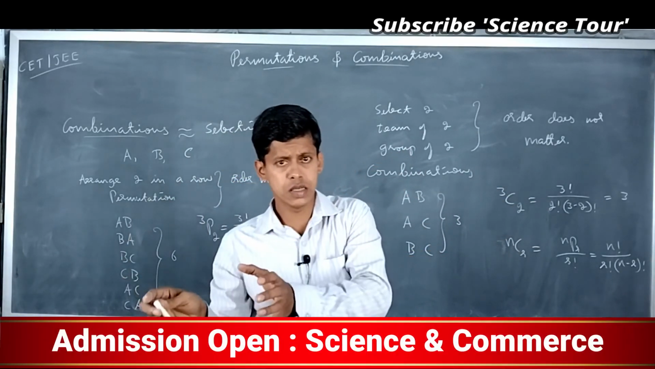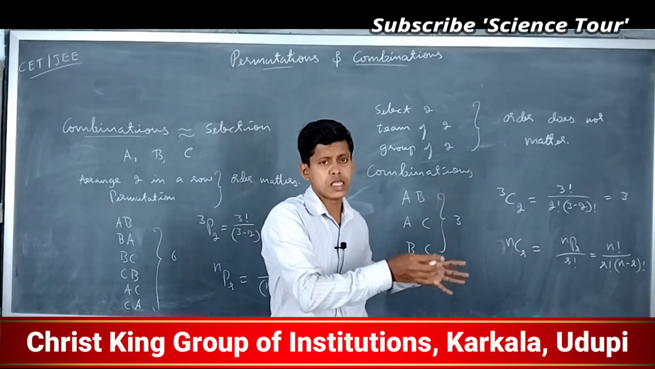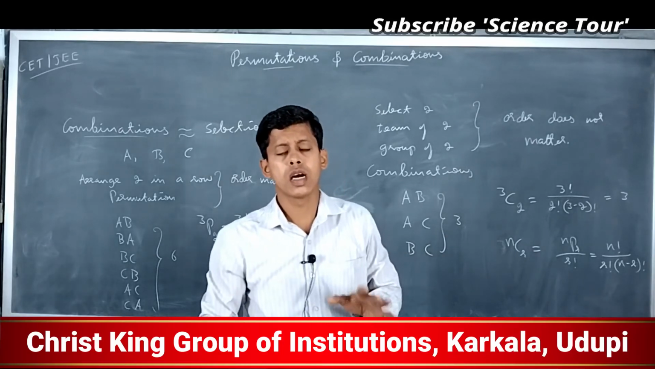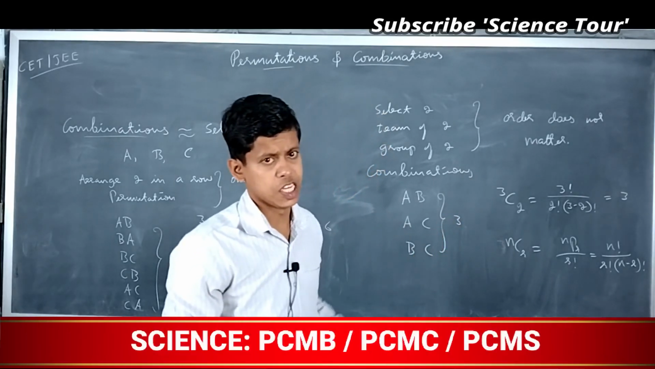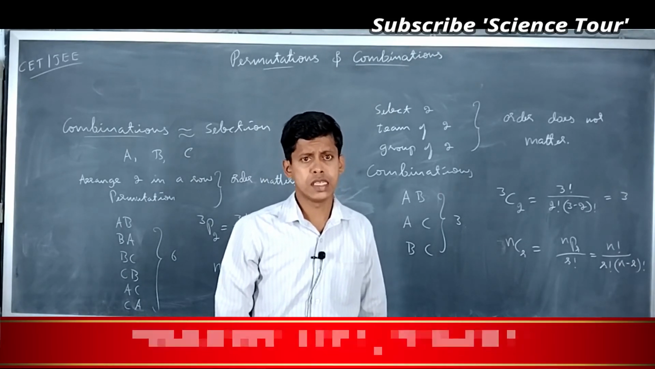Have a team of 11 members, have a team of 15 members, have a committee of 10 members. All those come under combinations. So that's the difference basically.